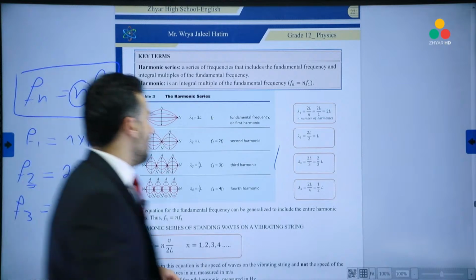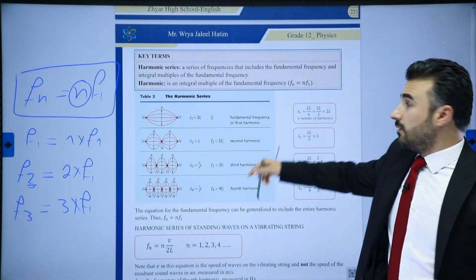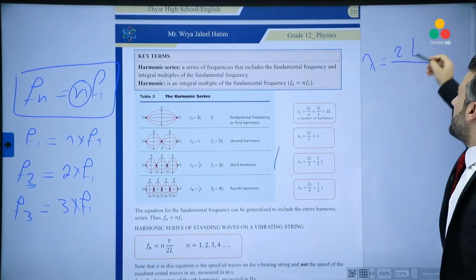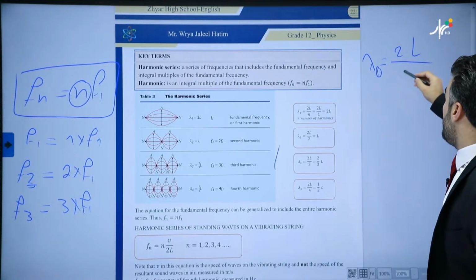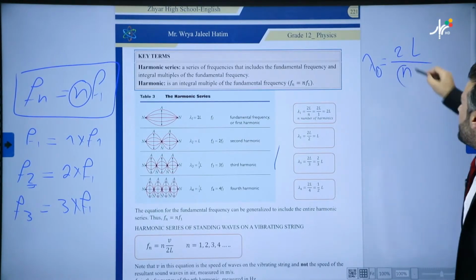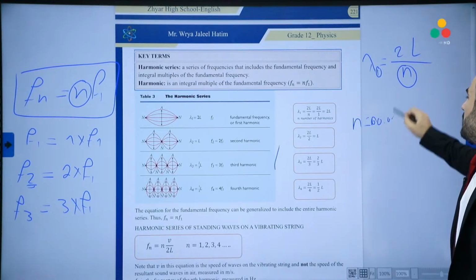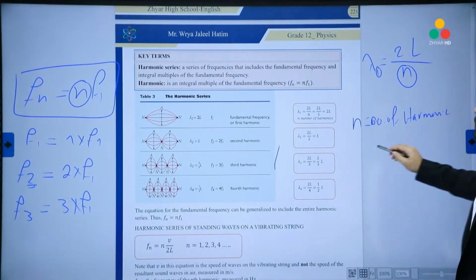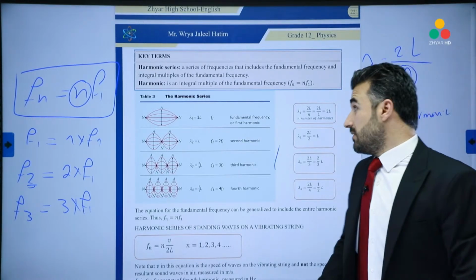All right, and of course you can see here what we have as well. How do we know it is equal to this? We can use this equation, because the fundamental frequency is equal to 2 times the length. If it is the fundamental, that is going to be the first, we can divide by N. What does this N stand for? Number of harmonic, which is also equal to the number of antinodes as well, as you can see here.